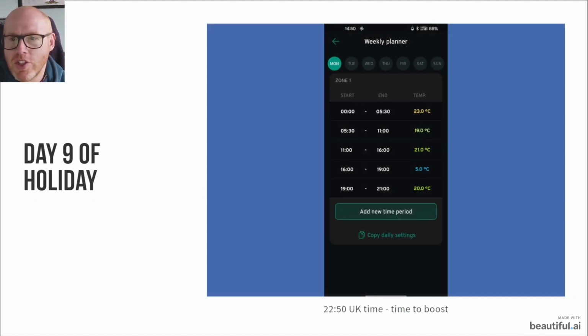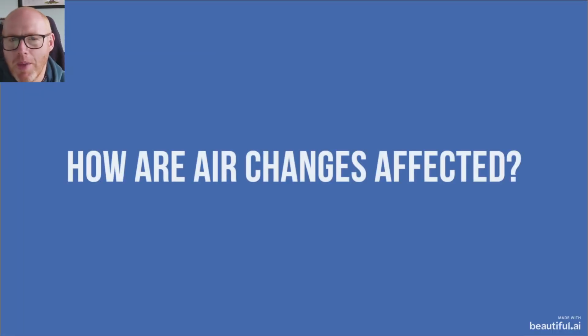So in the cheap hours of the morning, I'm on Octopus Agile tariff, brilliant tariff if you like playing the games. From midnight to 5:30 a.m., I adjusted the temperature to 23 degrees. Typically, I have this at 18, 19 degrees, something like that. But I decided to put that up to 23 degrees to give the house a little bit of a boost. Let's see what happened. And I was a little bit concerned about air changes as well.